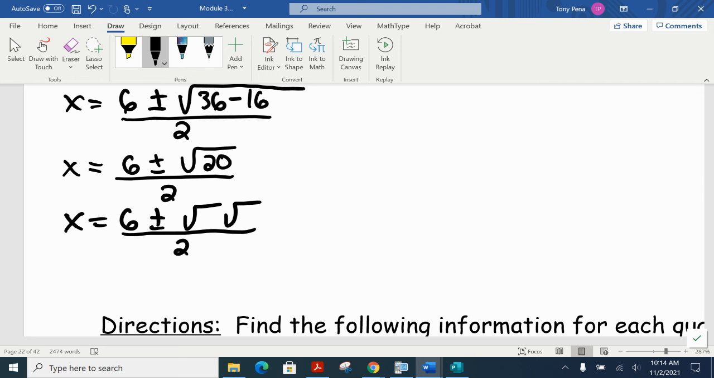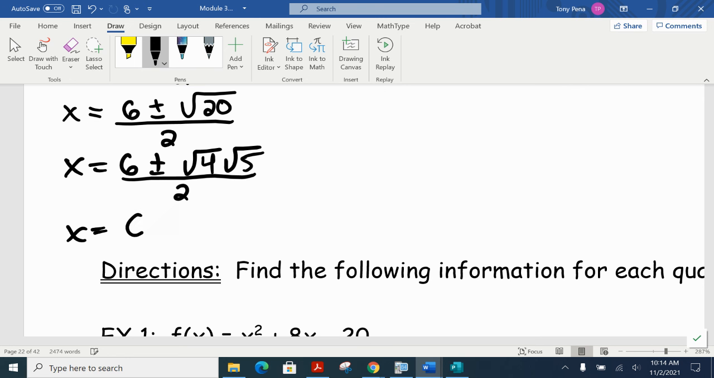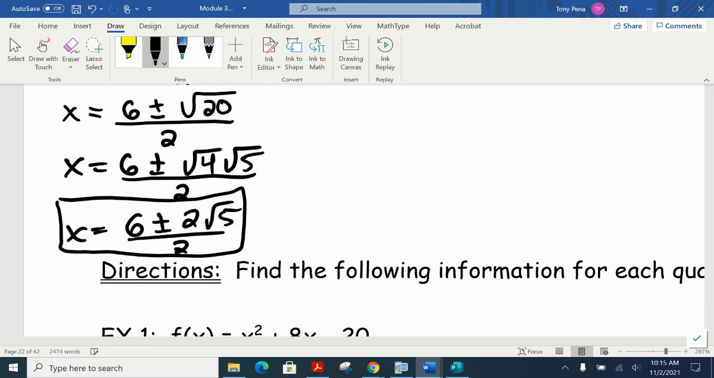All right, Brandon, what numbers multiply to be 20 that are good? Good. Positive 4, positive 5, and then that 4 is a nice perfect square. So I'm going to do 6 plus or minus the square root of 4, which is 2 root 5, and then over 2. Looks weird. And right now we're going to say that this is one way that we can write our answer. That's actually the answer. Looks odd.